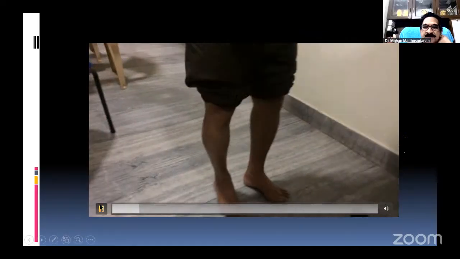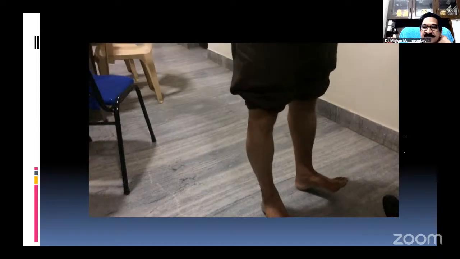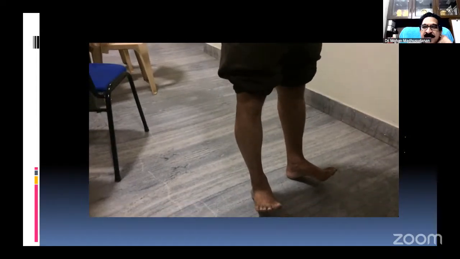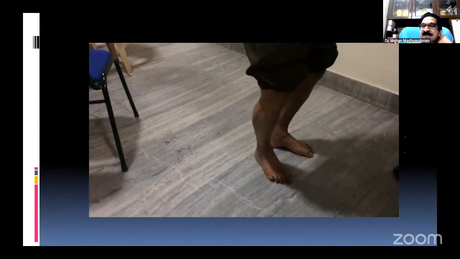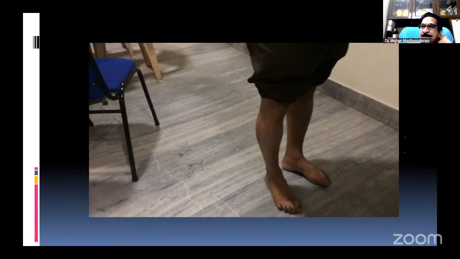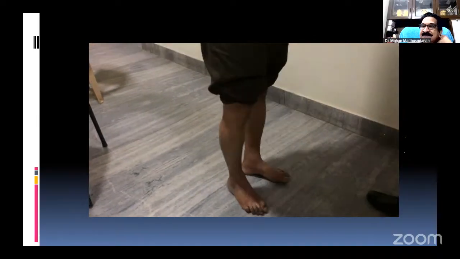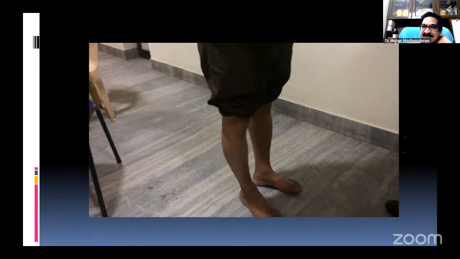Ask him to stand on toes. He could stand very well. Ask him to stand on toes. His knee flexes and he's not able to stand on the toes at all. So this is something like a plantar flexion gait. When the patient walks, the knee bends.